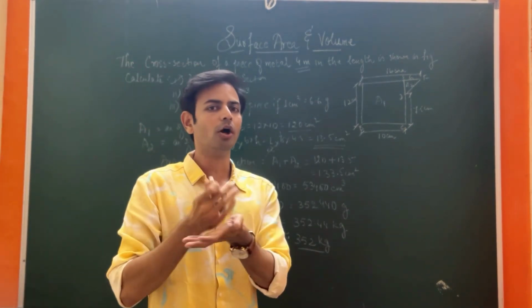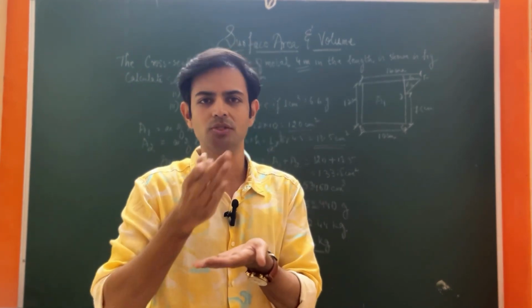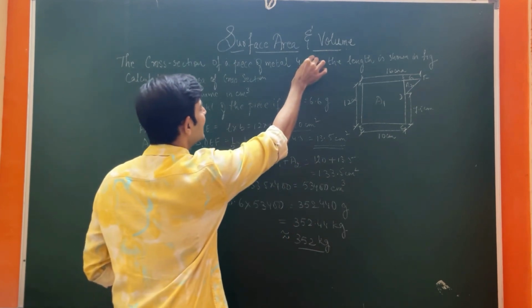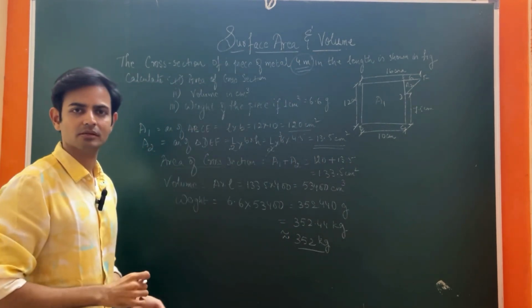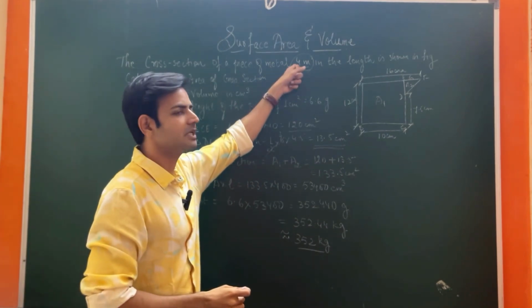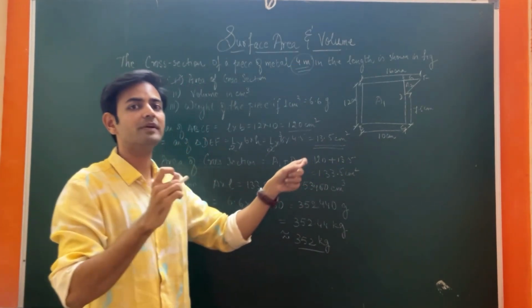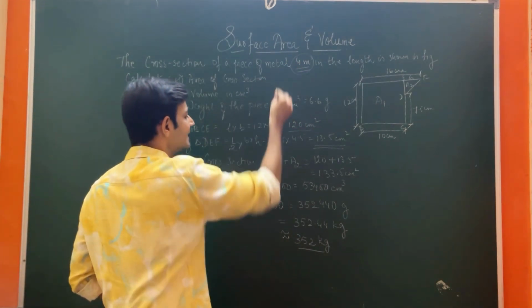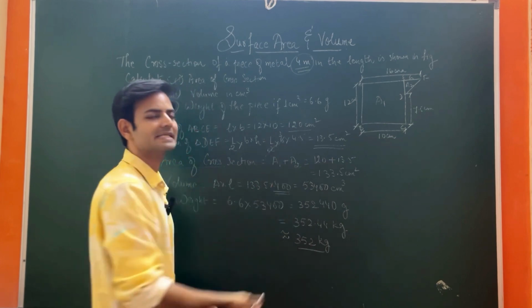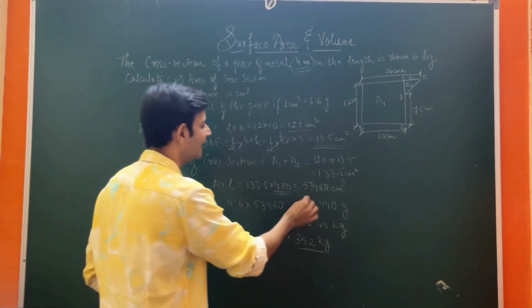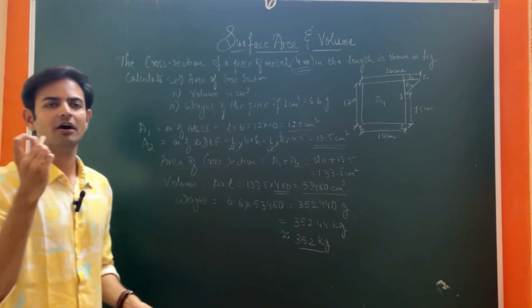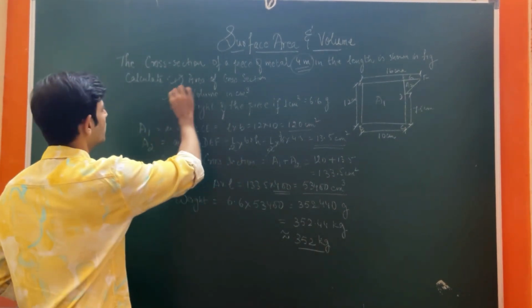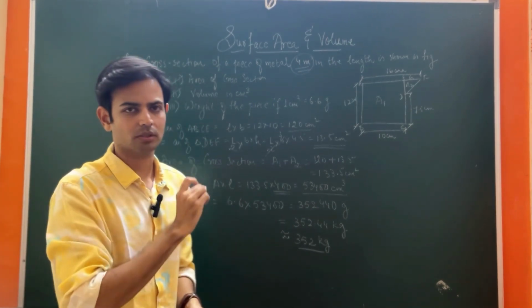Now volume. Volume basically means area into length. Area we calculated as 133.5 and length we have as 4 meters. Now remember, this is in meters and this is in centimeters square. So we have to use the centimeter unit for the calculation. So we make this 400 centimeter. And when we multiply, we get the volume as 53400 centimeter cube. So we get the second part also, that is the volume in centimeter cube.